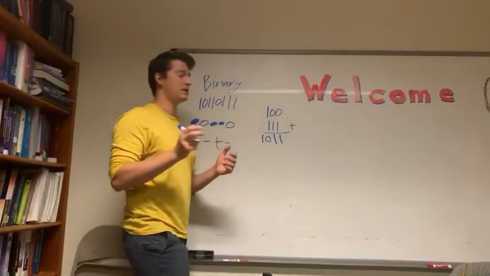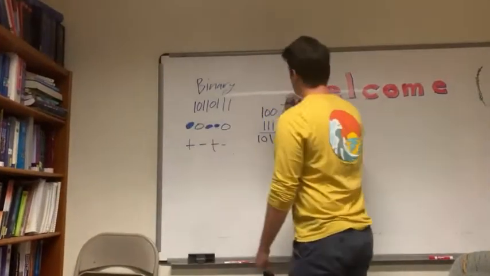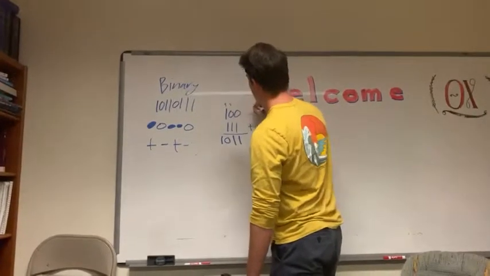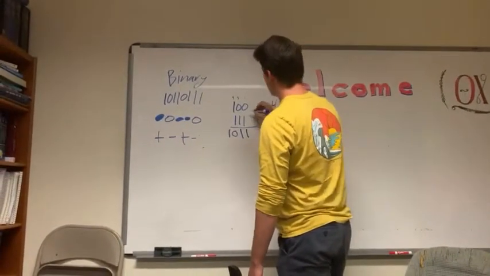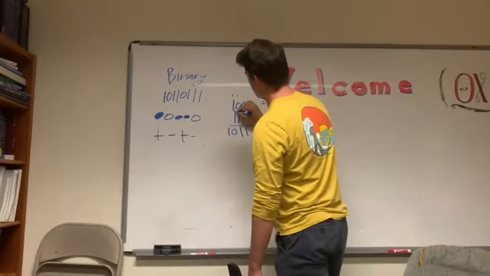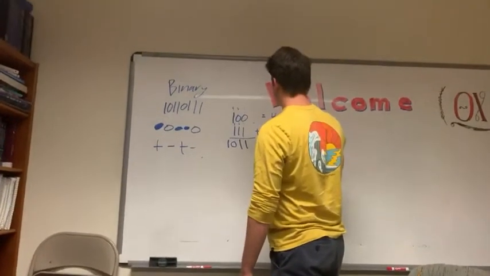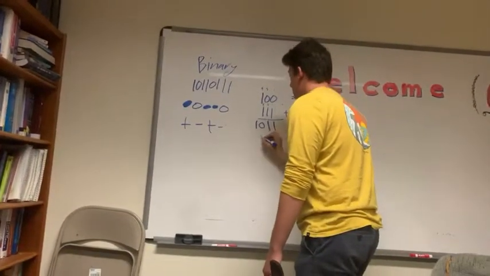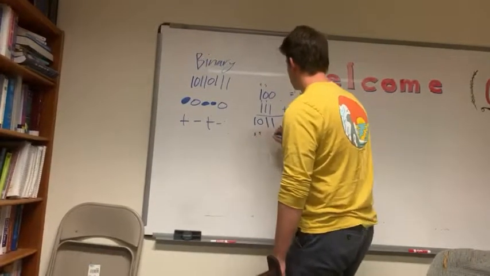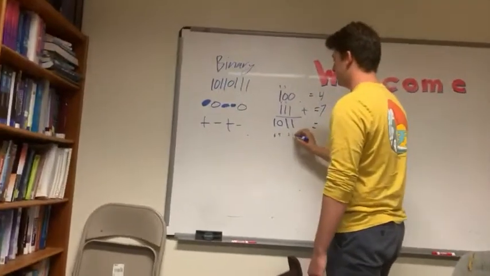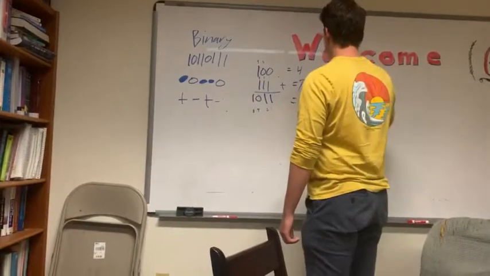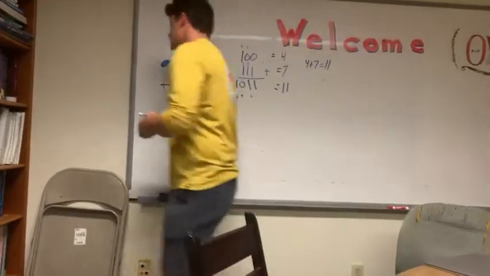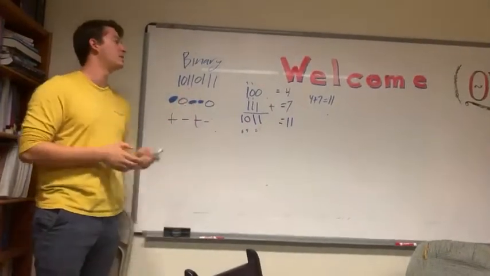And how we would check that is, so this would be representation of 1, this would be 2, and this would be 4. So up top it is 4. This would be a 1, a 2, and a 4. So that would be 7. And then here on the bottom we have a 1, a 2, a 4, and an 8, which would be 11. And then 4 plus 7 is also 11. So that's how you add in binary.